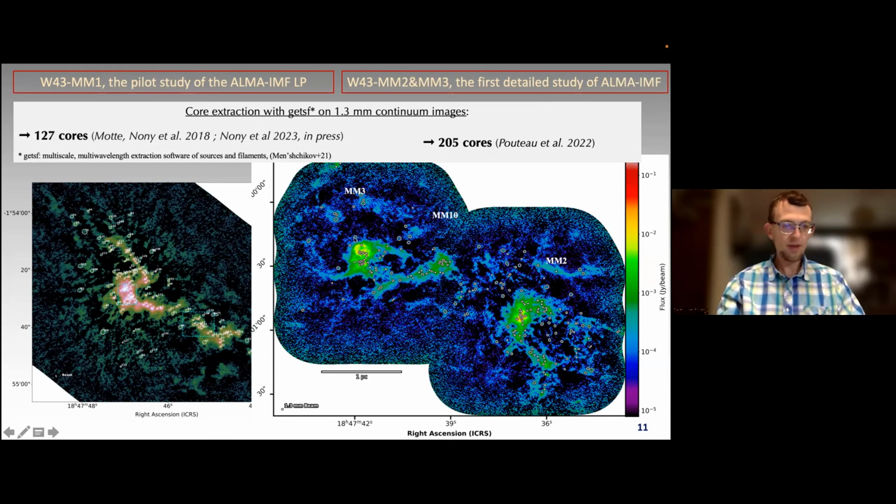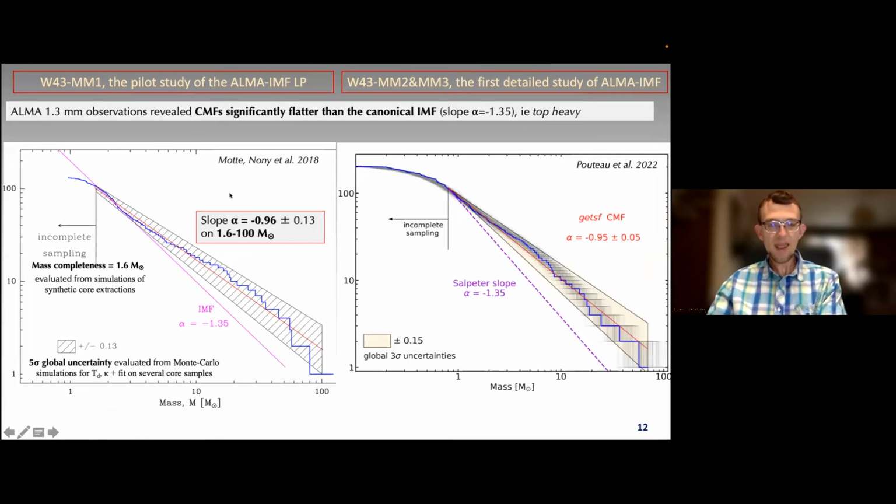And all the little ellipses show the cores, which we extracted using getsf. In total, over the two regions, we reach more than 300 cores in a single region. So this is a really statistically important sample. And from that, we can study the CMF. What we saw is that in both regions the CMF is what we call top-heavy, which is significantly flatter than the canonical IMF. In other words, with an excess of high-mass cores compared to what we would expect from the Salpeter slope.